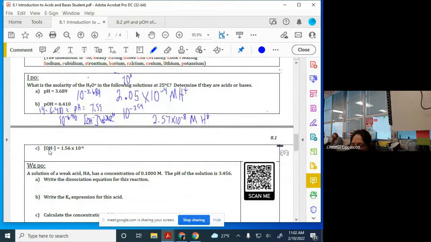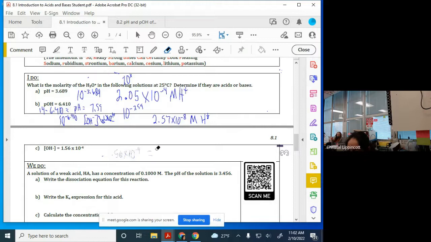Here we have our OH minus concentration. So what I'm going to do is I'm going to take the negative log of that. So the negative log of 1.56 times 10 to the minus 4. That's going to equal my P. Oh, wait a minute. They don't want to know our pH, do they? Never mind. Let's try this different. Hold on. Let me back up my train. Choo-choo.